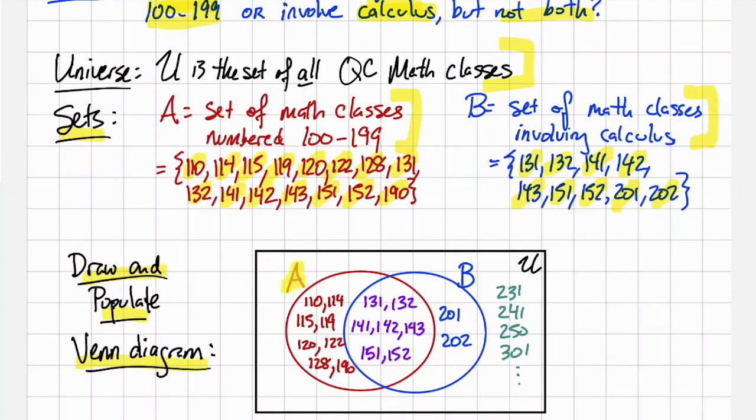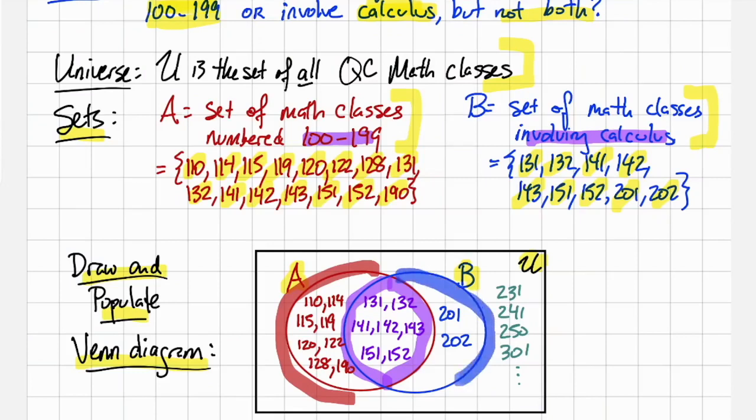We have 2 sets, so there'll be a set A and a set B inside the universe. We see there are some sets that are in the intersection of A and B. Those are all the courses that are numbered 100 to 199 and involve calculus. There are some courses that are in the range 100 to 199 that are not calculus courses. And there are some courses that are calculus courses that are not in the range 100 to 199. And there are even courses in the universe that are neither of those 2. Let's take away those colors.